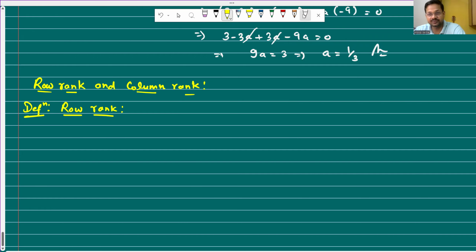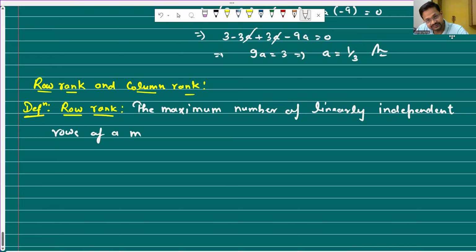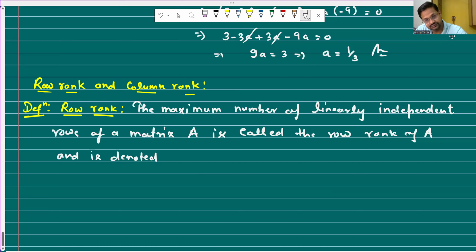Okay, so let's write the definition of it simply. The maximum number of linearly independent rows of a matrix A is called the row rank of A, and is denoted by row rank of A, like this. So this is the notation for the row rank.